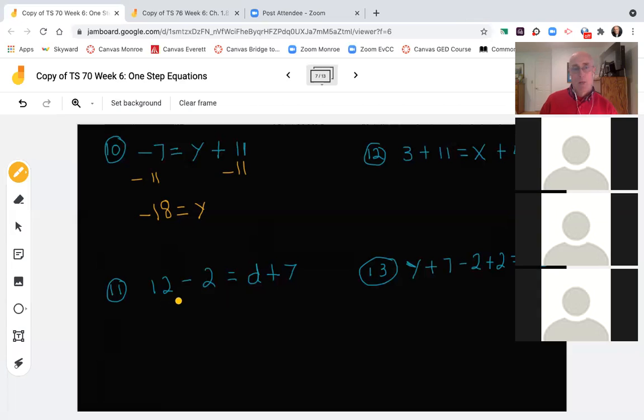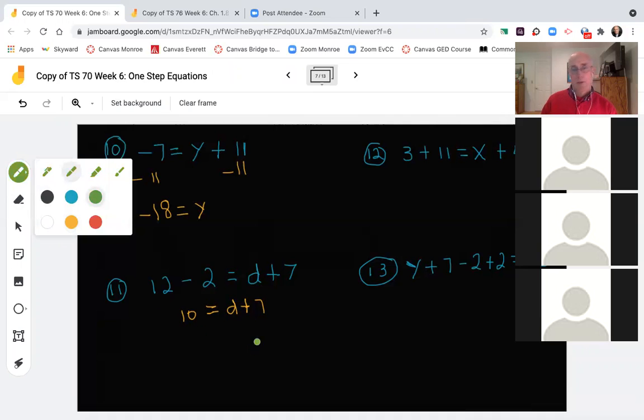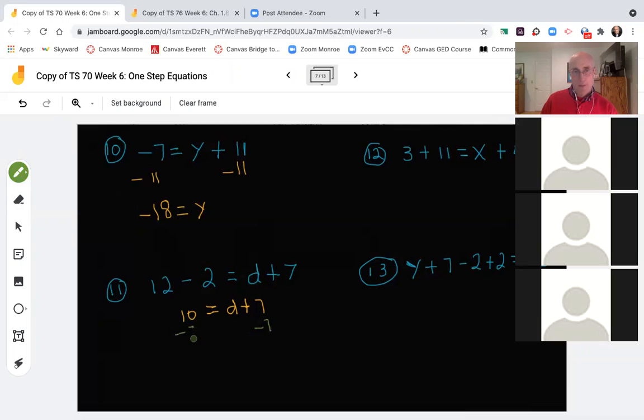Number 11 here, 12 minus 2 equals d plus 7. What I would probably do first is simplify what's on the left side first, okay? That doesn't change it. 12 minus 2 is 10. That gives 10 equals d plus 7 here, okay? Now, from here, hopefully we can take it from here and go, oh, we know how to do this. Subtract 7 from this side, subtract 7 from that side, and that leaves us d equals 3.